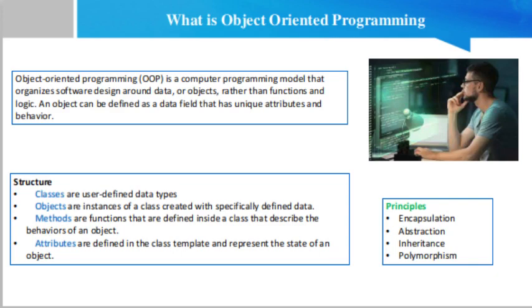So friend, what is object oriented programming? Object oriented programming (OOPS) is a computer programming model that organizes software design around data or objects rather than functions and logic. An object can be defined as a data field that has unique attributes and behavior. OOPS functions on the objects that developers want to manipulate rather than the logic required to manipulate them.